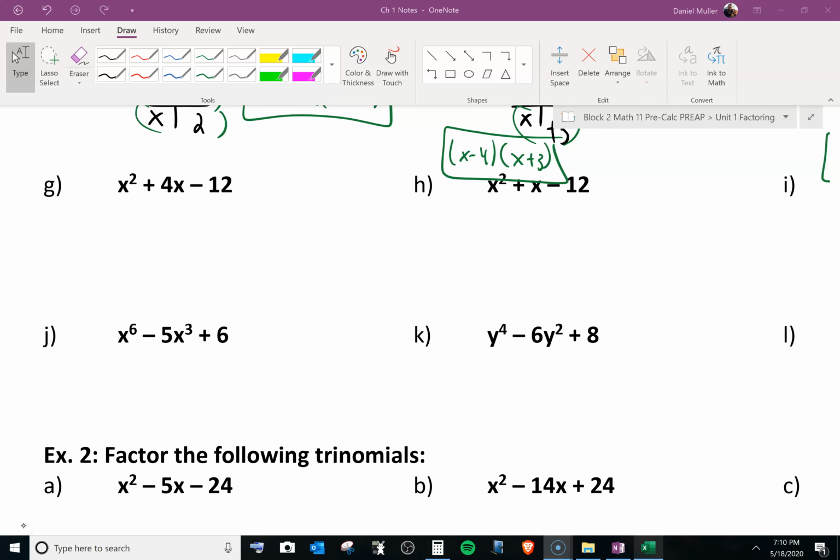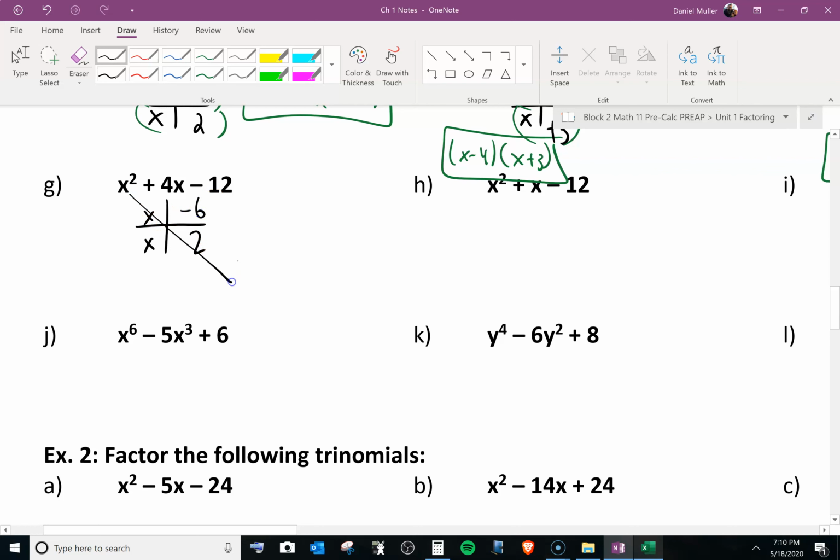All right, well, let's just pick up right where we left off. We need to do a little grid here, and the left side needs to multiply to the left. So x times x will get me an x squared. I need to multiply the right side to get negative 12, so I'll do negative 6 and 2.